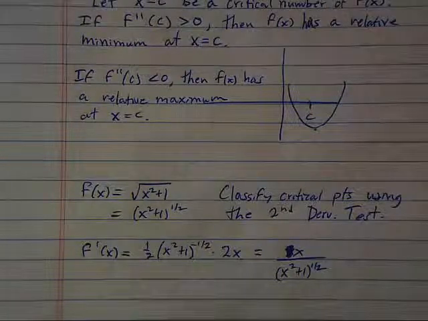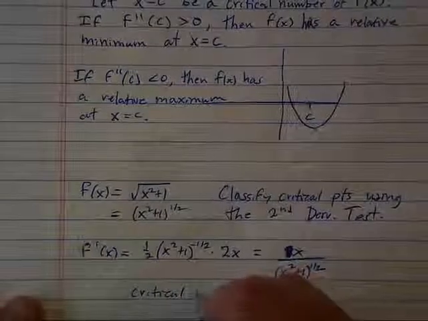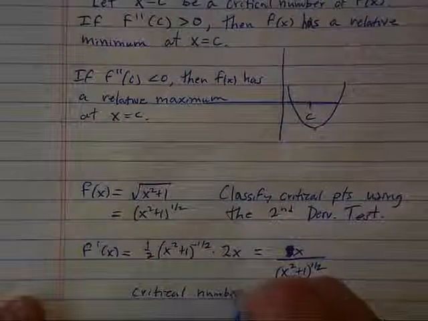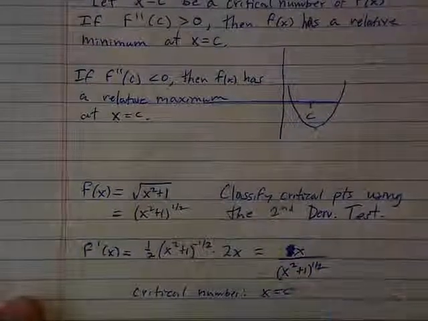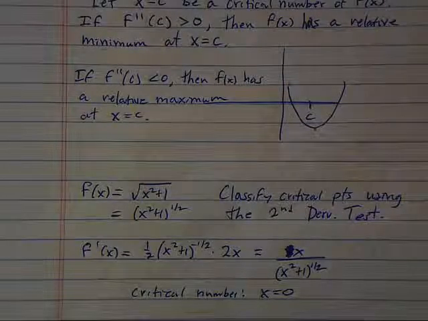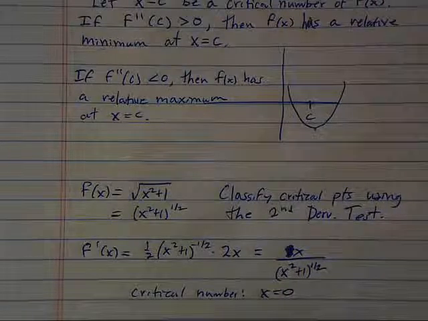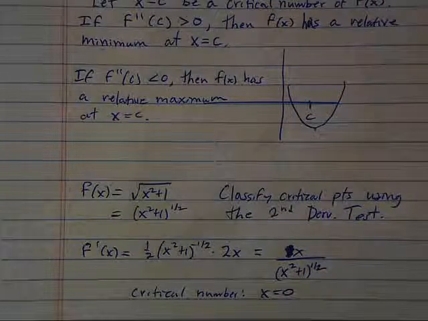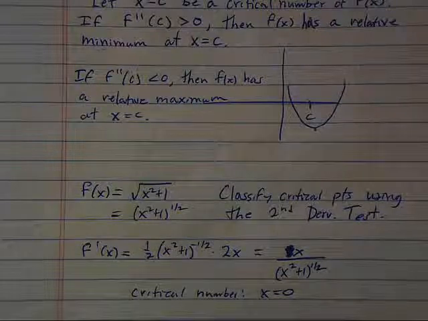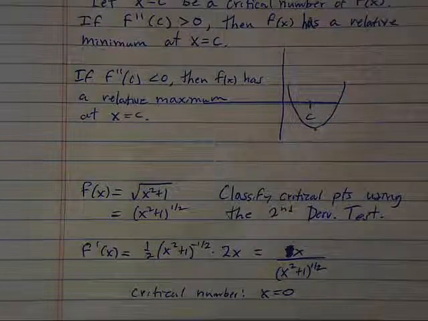Where are my critical numbers? 0, 1, x equals 0, I agree with. 1 and negative 1, I do not agree with, because if I plug 1 in, I get 1 plus 1 is 2 on bottom. Square root of negative 1. What's the square root of negative 1? i. Nothing we deal with. All right, so we only have one critical number.